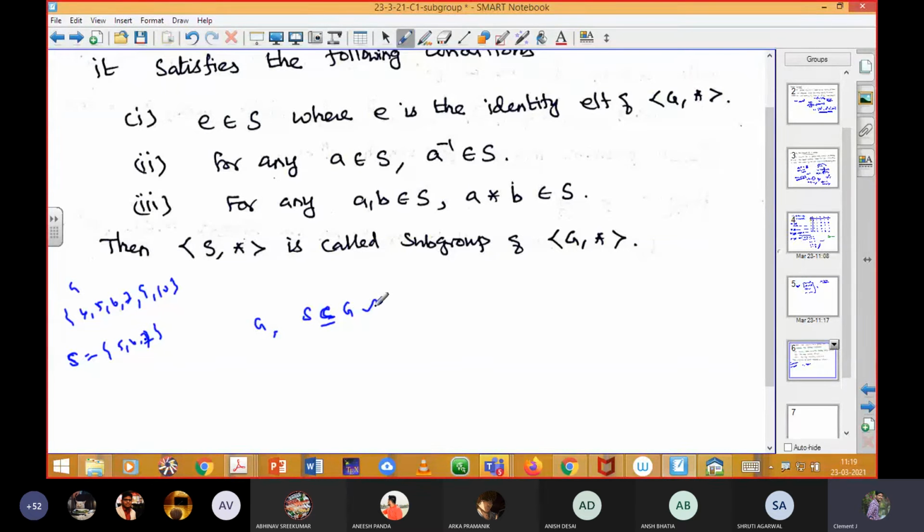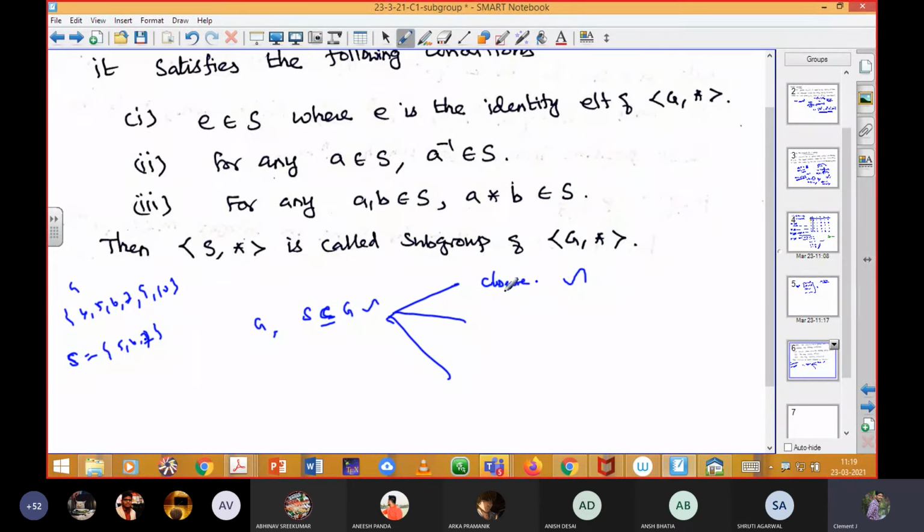When it can be called a subgroup, it has to satisfy some conditions. What are all the conditions? First you need to understand. First condition, it has to be closed. That means S is closed, it has to satisfy the closure axiom.